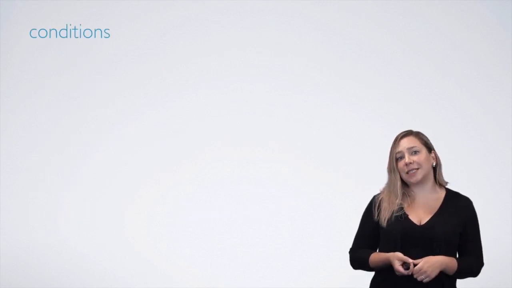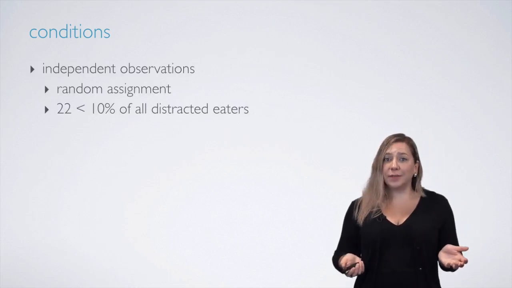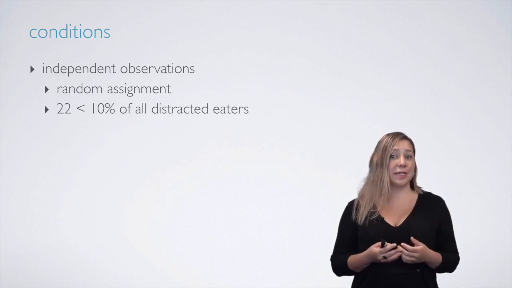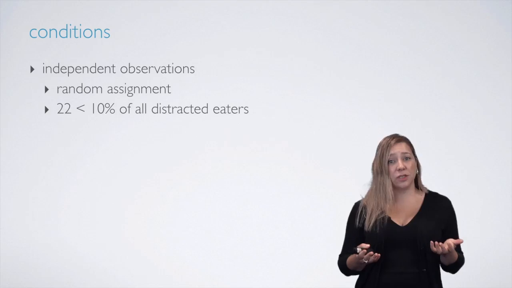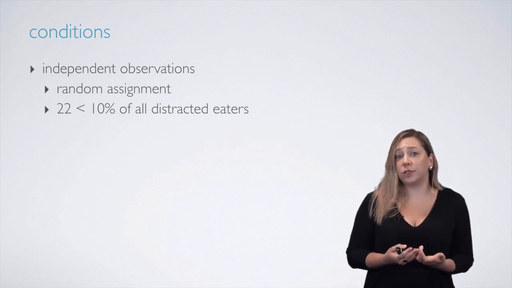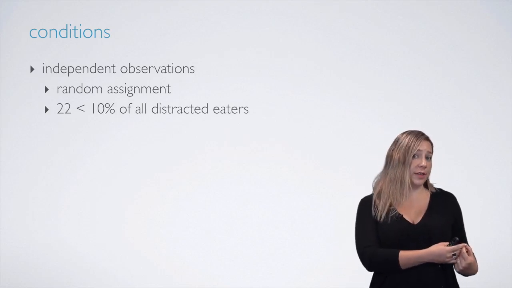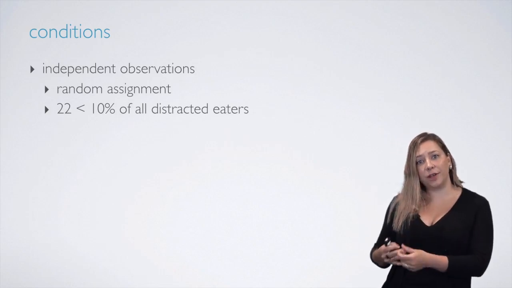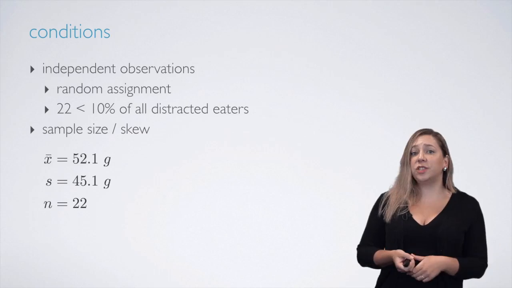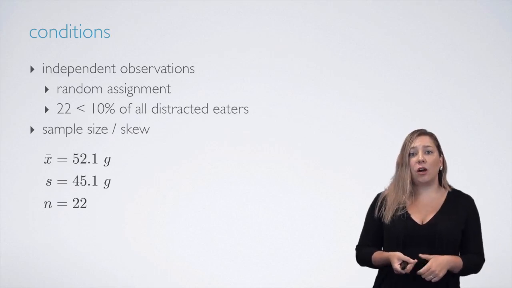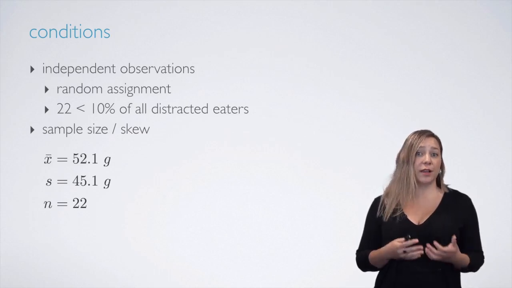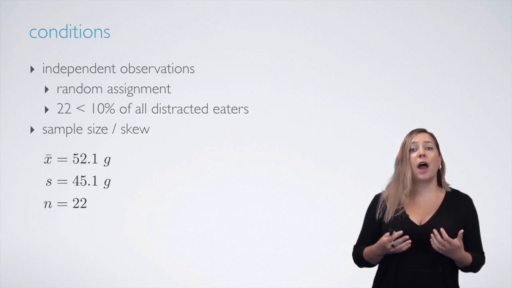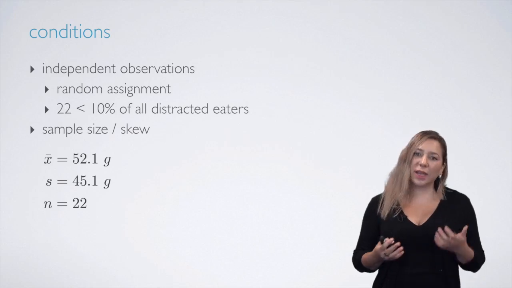One important task that we skipped over initially is checking the conditions. We have a random assignment, and 22 is less than 10% of all distracted eaters we can assume. Therefore, we're going to assume that one distracted eater in the sample is independent of another. We're not given a visualization of the distribution of biscuit consumption to check the sample size skew condition. However, given the sample statistics, we can kind of sketch it out.